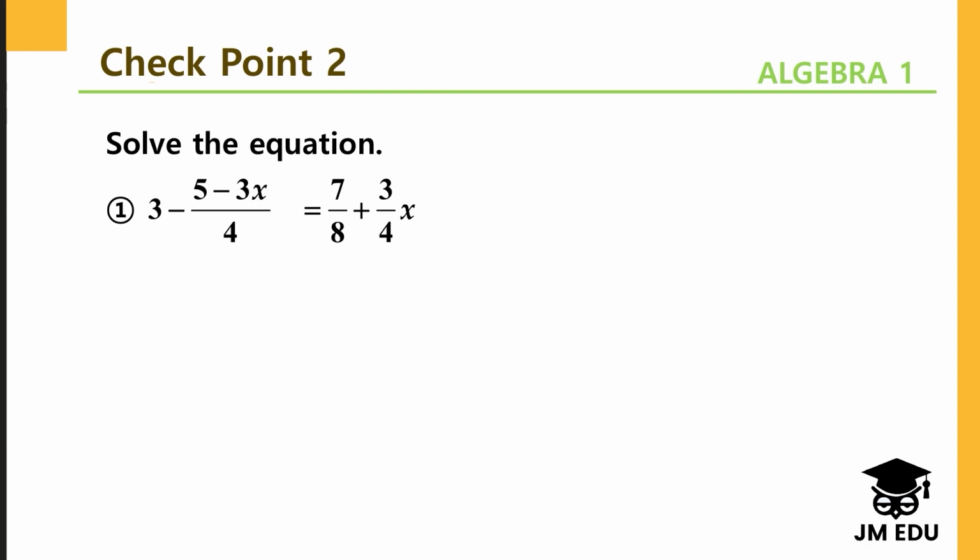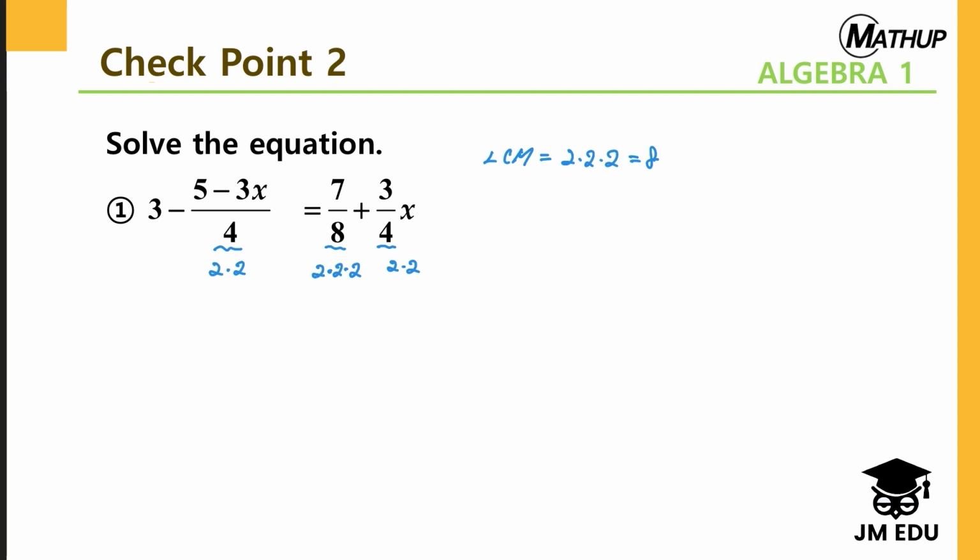Okay, checkpoint 2. Solve the equation. For number 1, the first thing we've got to do is eliminate this denominator, right? So we'll have to multiply both sides of the equation by the least common multiple. So let's find the least common multiple. So we have 4 here, which is equal to 2 times 2. 8, that's 2 times 2 times 2. 4 here, that's 2 times 2. So the least common multiple for these numbers is, we must have at least 3 2's, right? So 2 times 2 times 2, which is equal to 8.